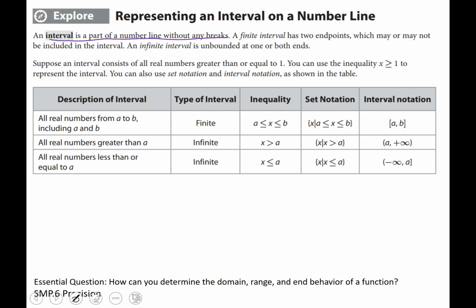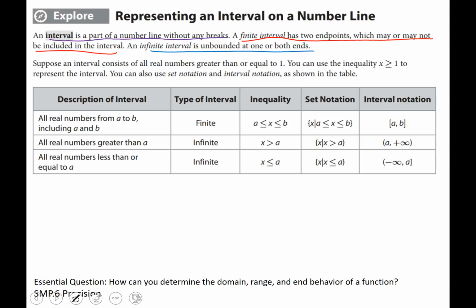A finite interval has two endpoints, which may or may not be included in the interval. So this would be something you maybe want to do in a different color. Let me change my color too. So a finite interval has two endpoints, which may or may not be included in the interval. And then an infinite interval is unbounded at one or both ends.